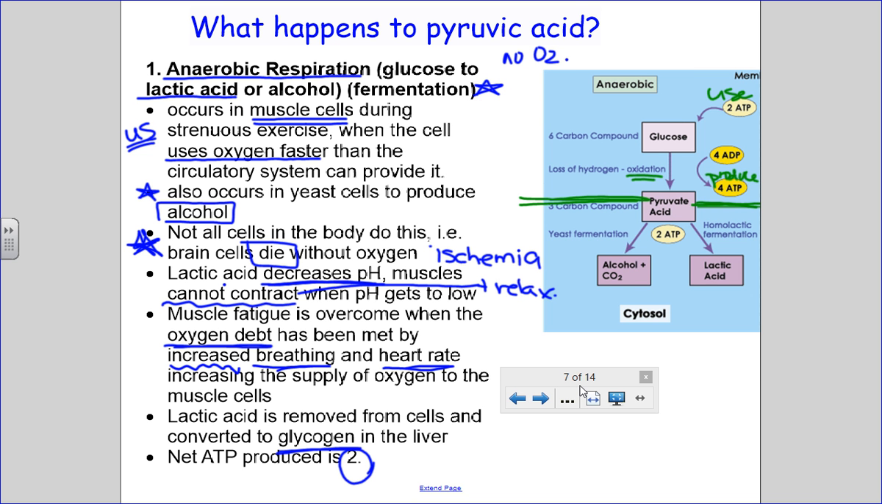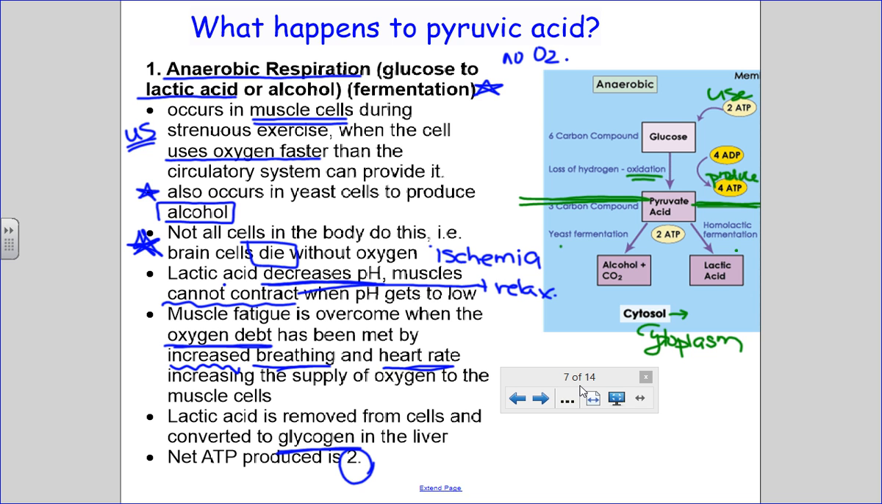Now, once I have that pyruvic acid or pyruvate, I have two choices: yeast fermentation or homolactic fermentation. Homolactic, homo means Homo sapiens, people, muscles. Lactic is referring to lactic acid. Since all of this is happening in the cytoplasm, which is sometimes referred to as cytosol, it doesn't matter what kind of cell you are, any cell could do one of these things.